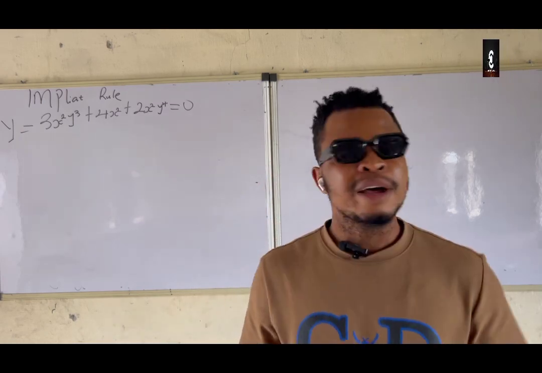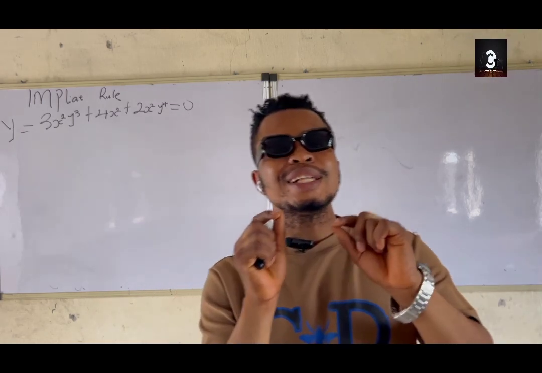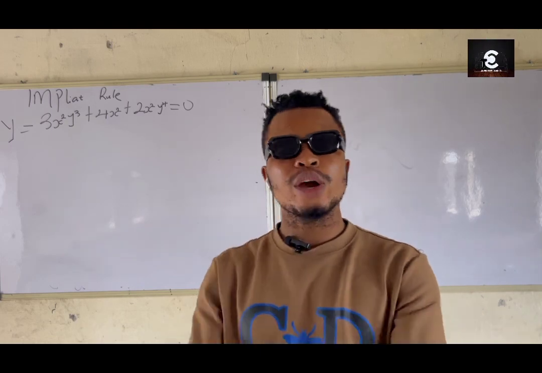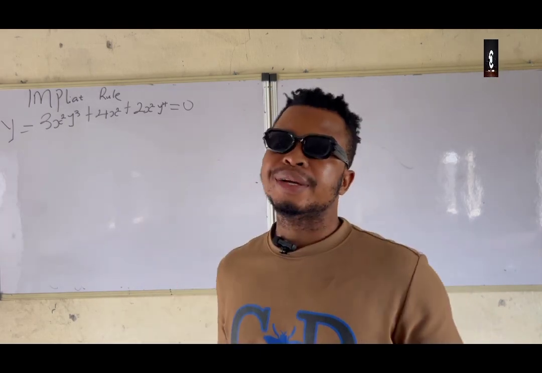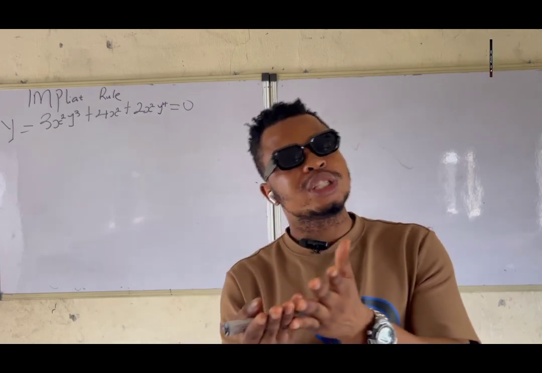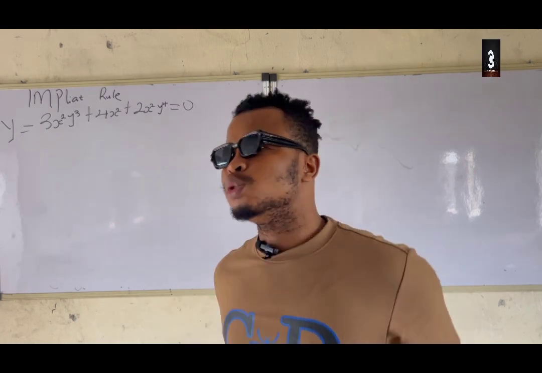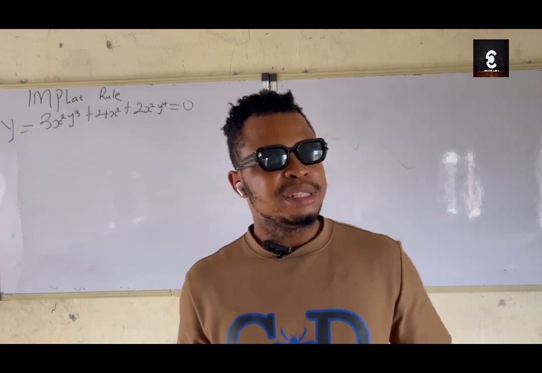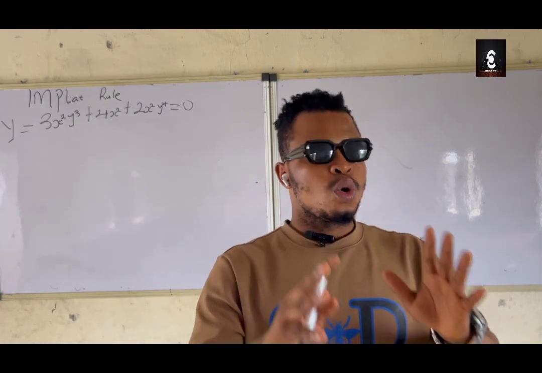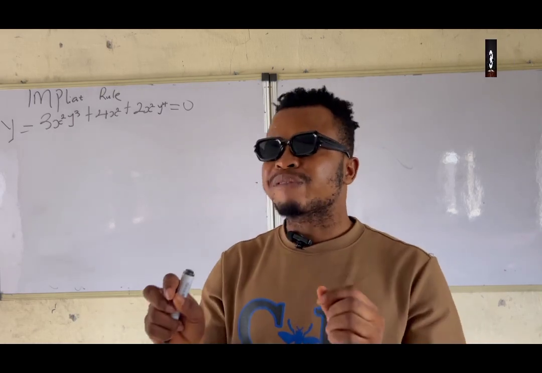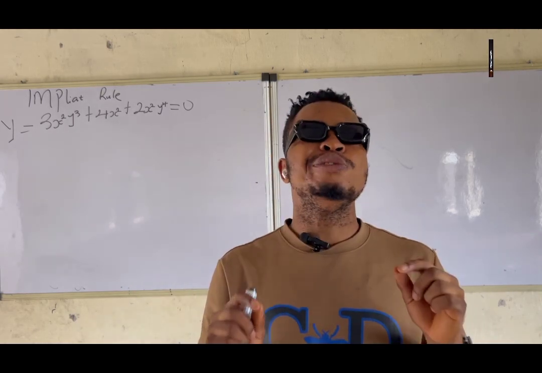How do we do that? First and foremost, differentiate x, keep y constant. That is, differentiate x, don't touch y. Differentiate y, don't touch x. Add dy/dx. I repeat, differentiate x, leave y. Differentiate y, leave x.